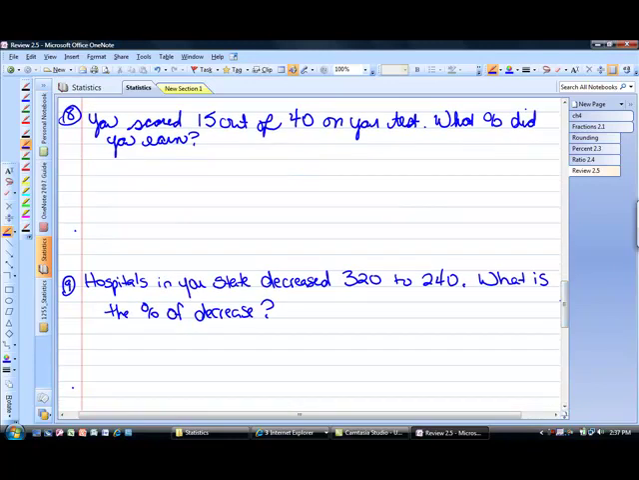You scored 15 out of 40. Divide 15 by 40 and multiply the result by 100. So 15 divided by 40 equals 0.375, and if we multiply that by 100 or move our decimal place over 2 places, that's 37.5%.